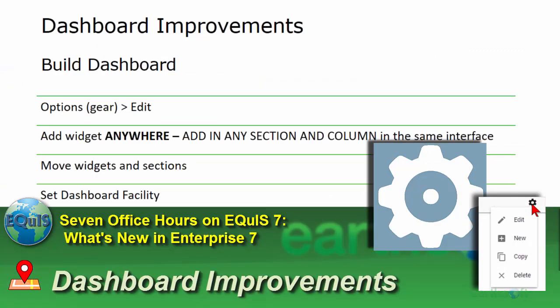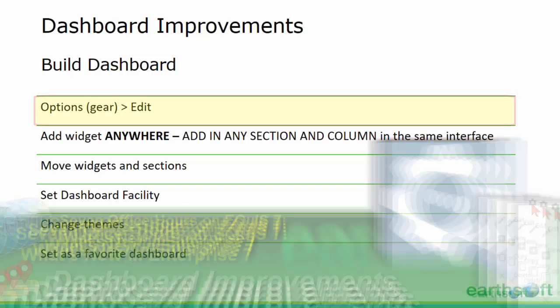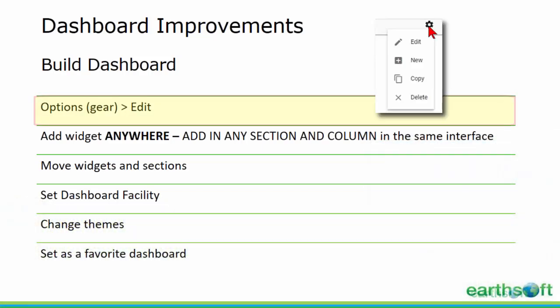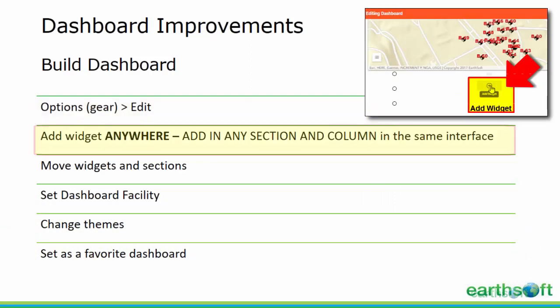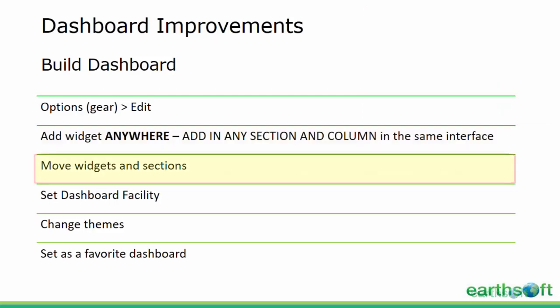The improvements that have been made to the dashboard are primarily with building a dashboard. The gear option is your primary source of making changes. Click on the gear icon to edit the entire dashboard. The most important feature for dashboards is now you can add a widget anywhere in any section in any column in the same interface. You can now move the widgets and sections around much more easily than in previous versions.